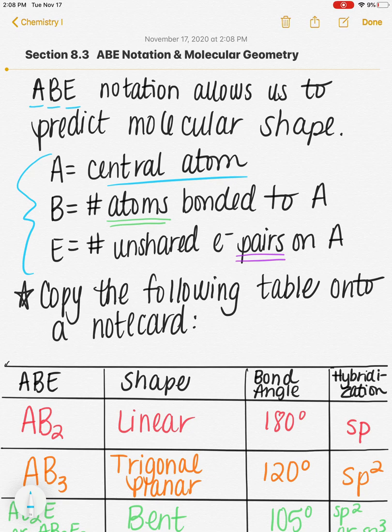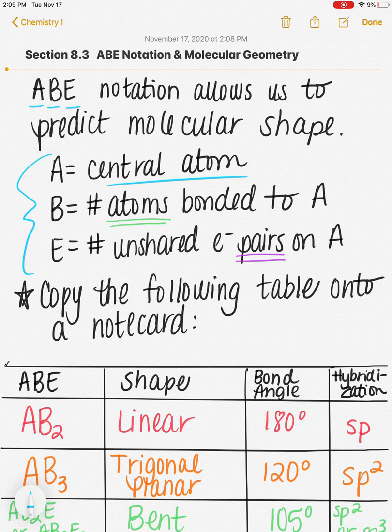The B stands for the number of atoms bonded to A, which, notice I have emphasized atoms, because it's the total number of atoms, not the total number of bonds around A. And E stands for the number of unshared electron pairs on A. Again, I've emphasized pairs, not just the individual dots.